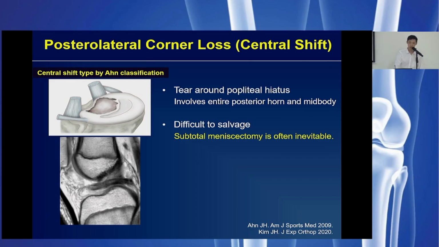Note that the posterior lateral corner has a central shift by the Ahn classification, which has the feature of peripheral instability. The type occurs around the popliteal hiatus and may involve the entire posterior and mid body. The type is large and complex, very difficult to repair, and usually ends up with subtotal or total meniscectomy.